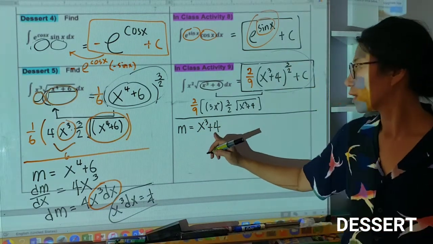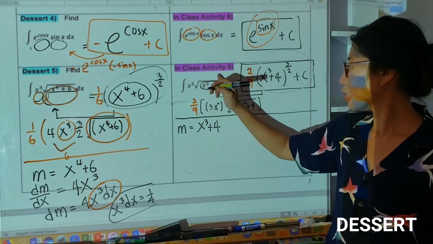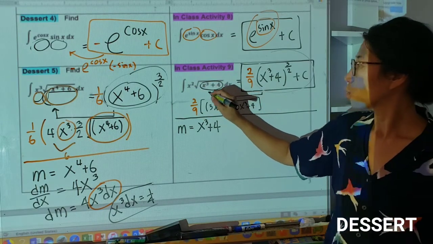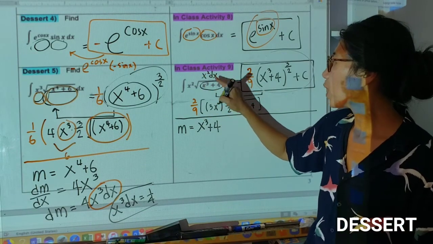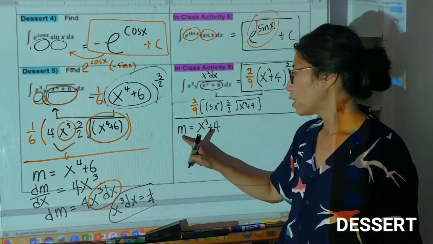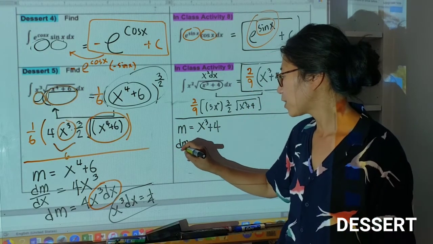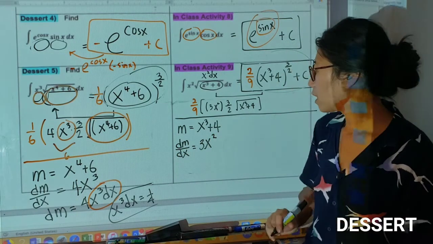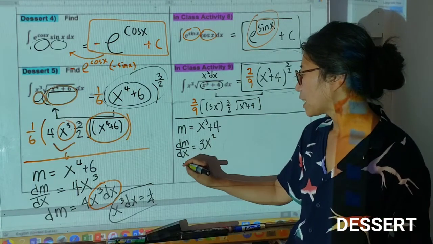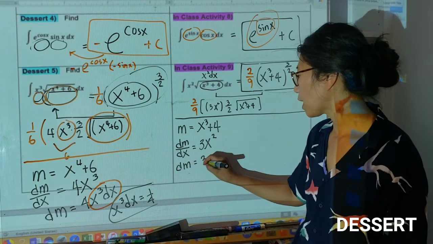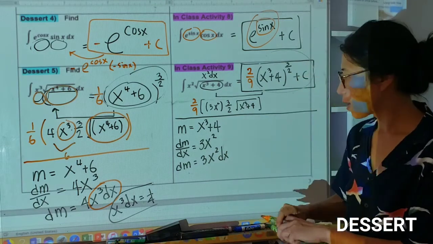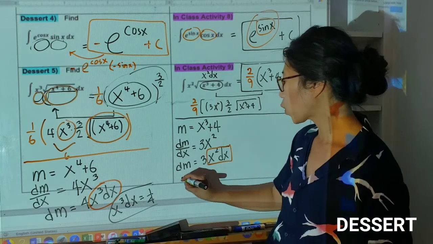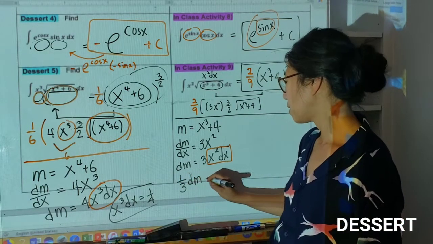Then I can rewrite my equation as the square root of m. So I've dealt with this one. But now we have to get rid of x squared dx. So we have to find how we can replace everything in terms of m. Take a derivative, that makes dm over dx equal to 3x squared. Now, if I multiply both sides by dx, I get dm equals 3x squared dx. Now I see the pattern. That's right here, x squared dx. So I can rewrite everything in terms of m.